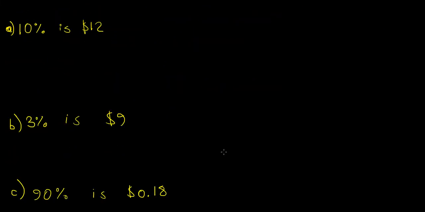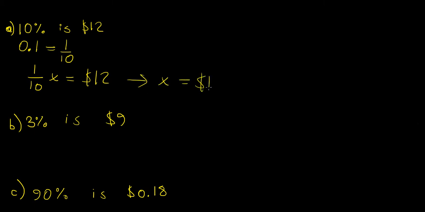Now let's do some other examples involving these fractions. For the first one, we're told find the original amount if 10% is $12. So once again, we're going to convert this to a decimal, or in fact, we're just going to leave it as a fraction. So we're going to write 1/10 of the original amount is going to be $12. We rearrange the equation such that X is $120. So that's your final answer.